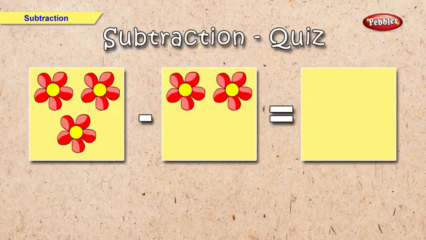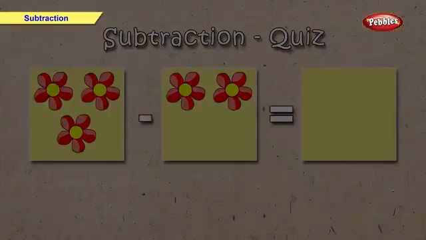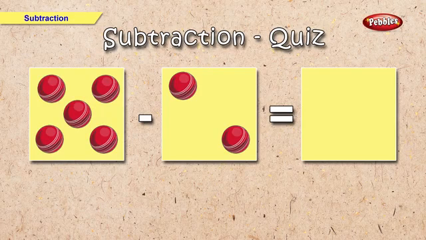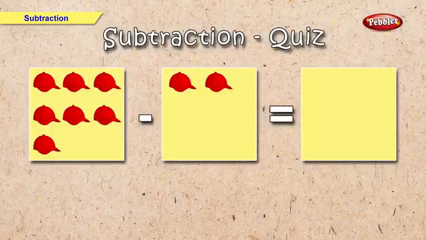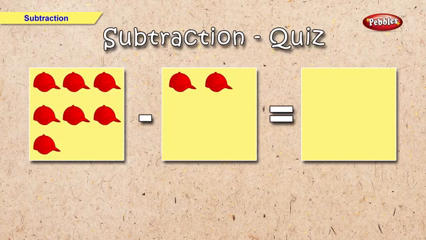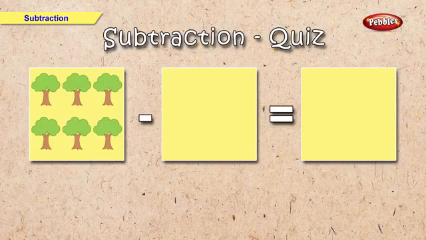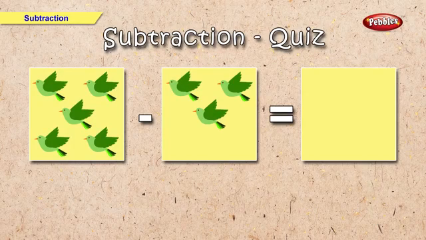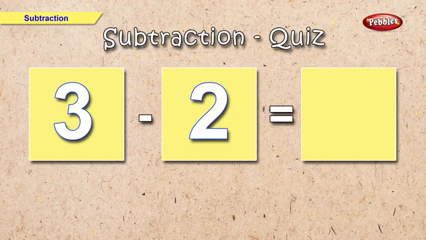3 flowers. Take away 2 flowers. How many flowers remain? 5 balls. Take away 2 balls. How many balls remain? 7 caps minus 2 caps. How many caps remain? 6 trees minus 0 trees is equal to how many trees? 5 birds minus 3 birds is equal to how many birds? 3. Take away 2. How many remain?